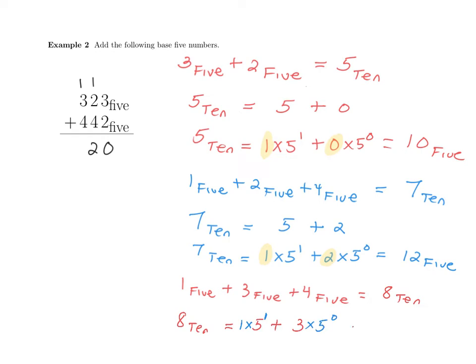And this means the answer is 1, 3 base 5, where the 1 and the 3 are the digits that come from this place and this place. So I can place that right here. This is 1, 3. So here's the answer. 3, 2, 3 base 5 add to 4, 4, 2 base 5 is 1, 3, 2, 0 base 5.